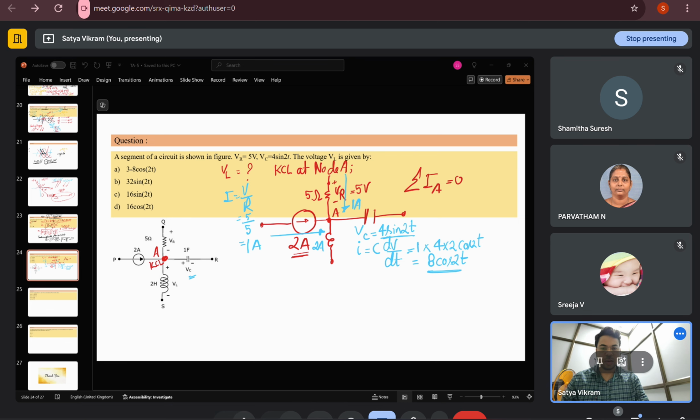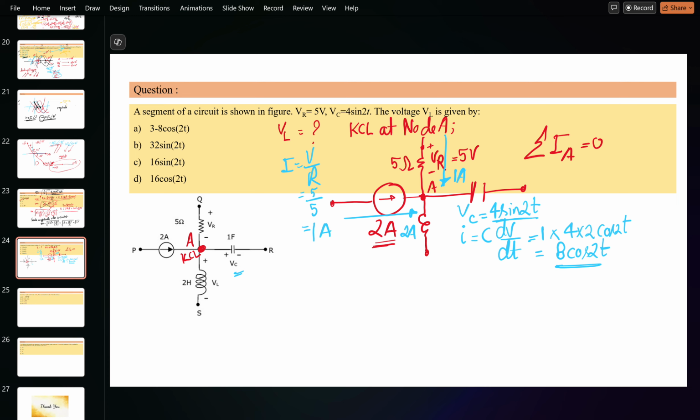Okay, let me explain that. You can use I is equal to VC by j omega C, that is true. But the problem here is that VC by 1 upon SC, or divided by minus j upon omega C, gives the same value from here also. Why am I saying that? Omega is given as 2, and the value of C is given as 1.